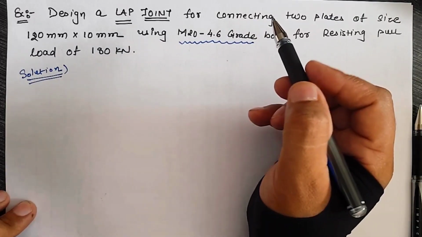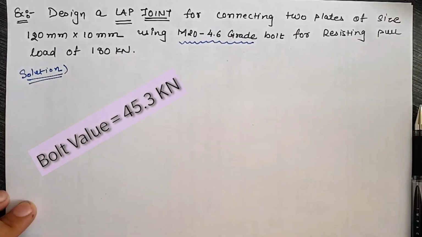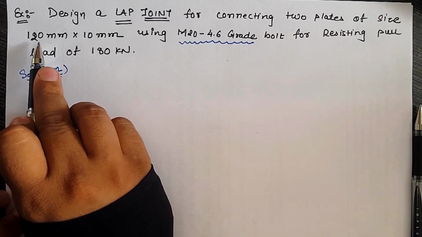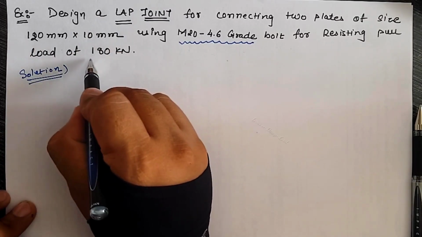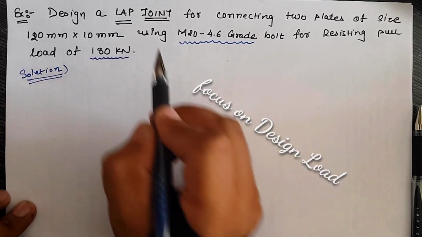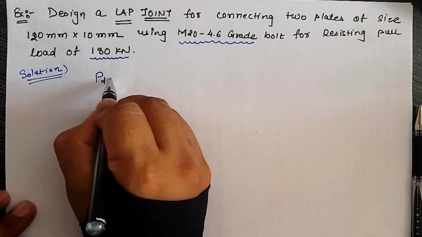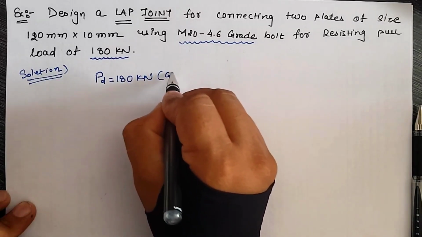Today we are going to learn about design of lap joint using M24.6 grade bolt. From example number 1 we can find out the bolt value of M24.6, which is equal to 45.3 kilonewton. The width of the plate is 120 and the thickness of the plate is 10 mm. The design load is given as 180 kilonewton, so let us assume that the design load PD is equal to 180 as given data.